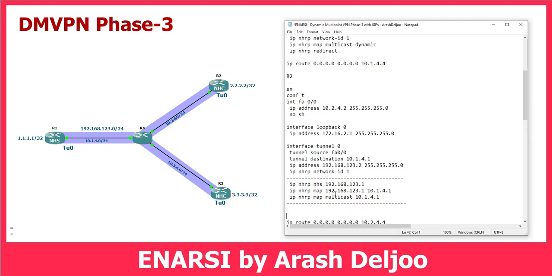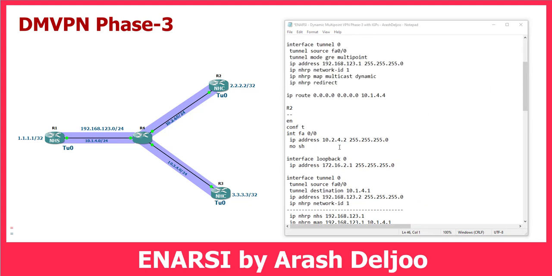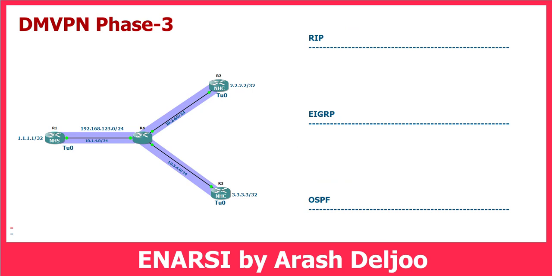Let me show you here. Under the interface tunnel, we can configure ip nhrp nhs 192.168.123.1, then nbma 10.1.4.1, finally multicast. Because of that, it is easier to use only this command instead of these 3 commands. Also in router 3, it's better to configure ip nhrp nhs 192.168.123.1, nbma 10.1.4.1 and also multicast. It is better. All right. Because of that, in router 2 also we don't have any problem.